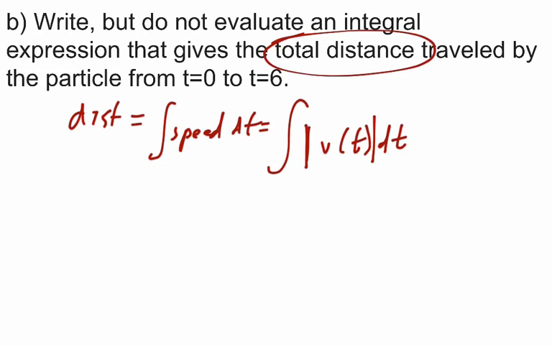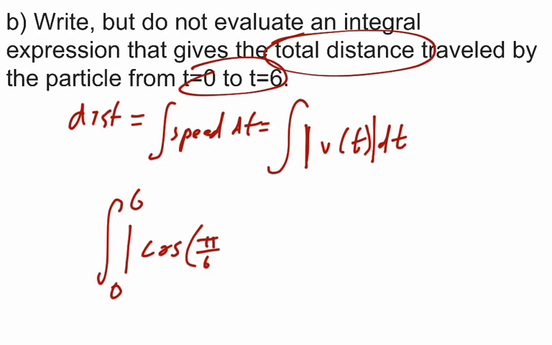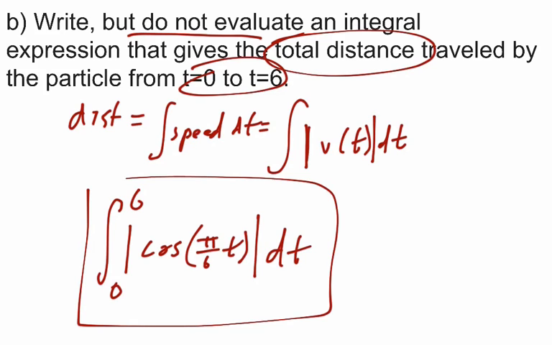And then let's just plug in all the information. So we're going to go from 0 to 6, because that's what it says. And then our velocity function was cosine of pi over 6 t, dt. Sorry, we don't need the dt until after the absolute value. And it says do not evaluate, so guess what? We're done. That is the distance. And it might be good to label it as distance. Always good to clearly label your answers. But that's part B, done.